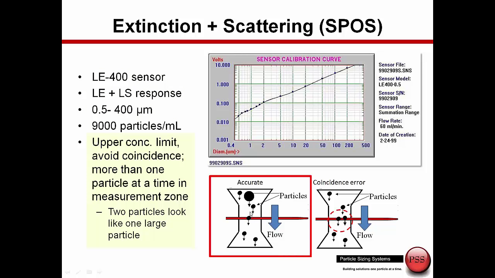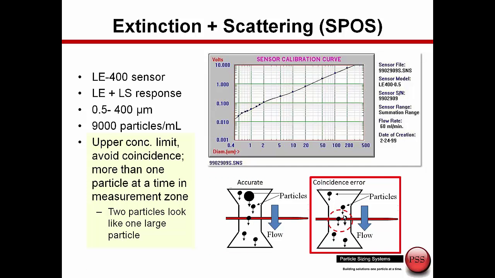In the lower left hand, you see a single particle passing through the light beam, and here we get a very accurate representation of the size of that particle. But as you look over here at the right, where there are two particles at the same time passing through the laser beam, there we're going to size those two particles as a single larger particle, and we call that error a coincidence error. So there's always an upper concentration limit for these sensors, and for the LE400 sensor that's 9,000 particles per ml. So what we need to do for more concentrated samples is dilute the sample to always keep the concentration below that level.